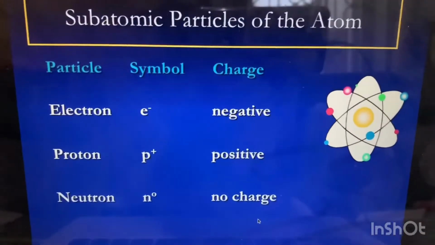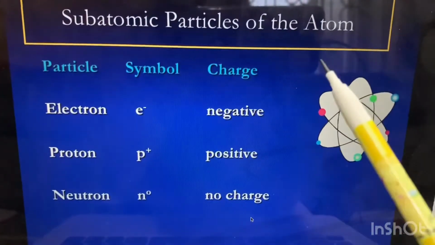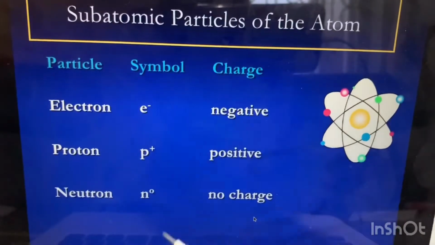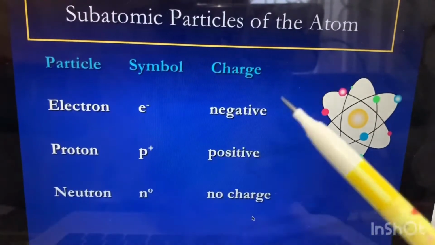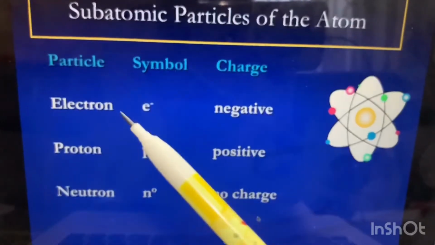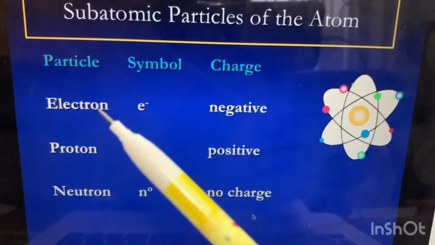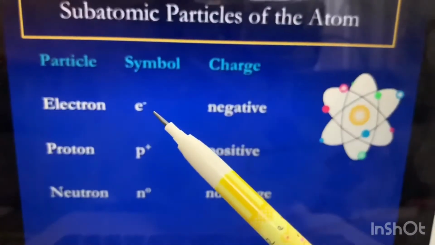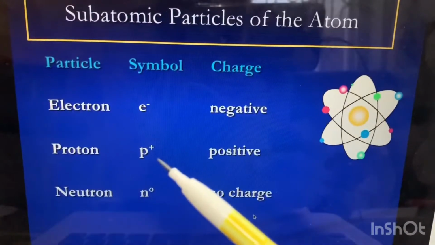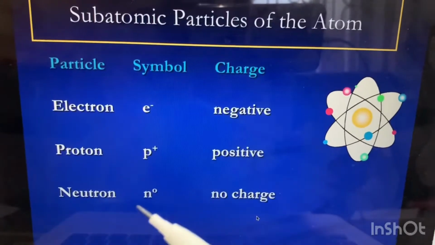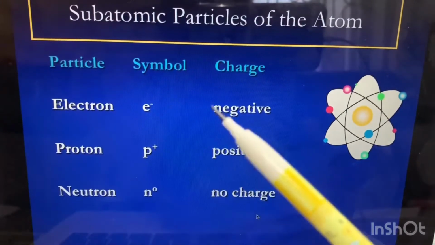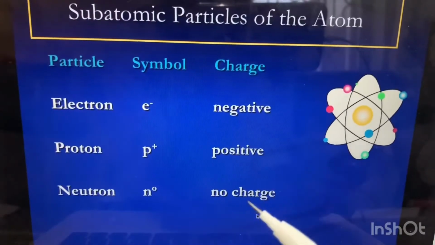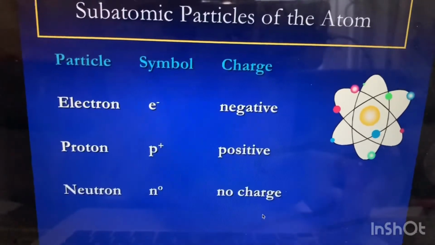If we move again to subatomic particles, we said that atoms have some atomic particles. What are these particles? What are their symbols and what charge do they carry? The particles include electron, proton and neutron. Electron with the symbol e negative, proton with the symbol p plus, neutron with a neutral 0. Electron has a negative charge, proton has a positive charge, and neutron has no charge.